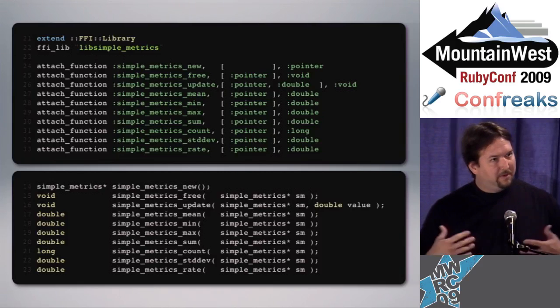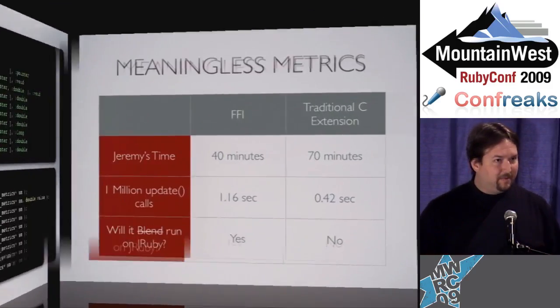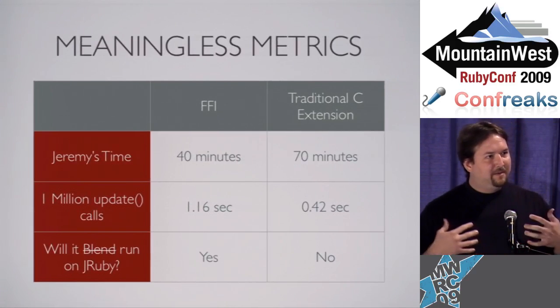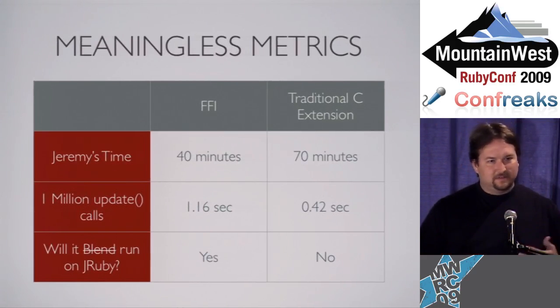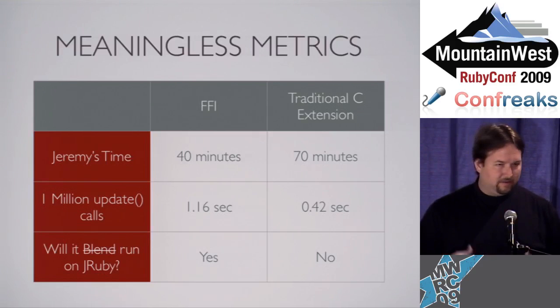So I did this. I ran it, tried it a little bit, and I essentially came up with some meaningless metrics. I kept track of how much time it took me to actually write all of this. So the actual lib simple metrics source code, that .c stuff, took me about an hour to write. I pulled it out of another piece of code and put it in here, wrapped it up, tested it, made sure it all worked. Then I did the FFI version.